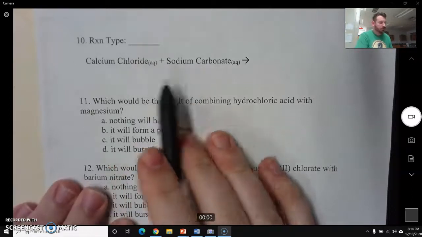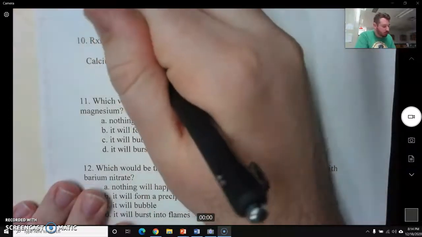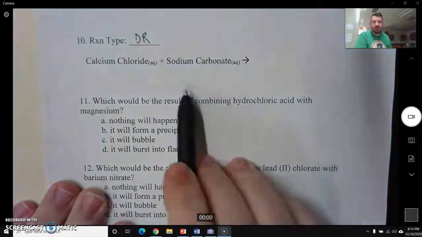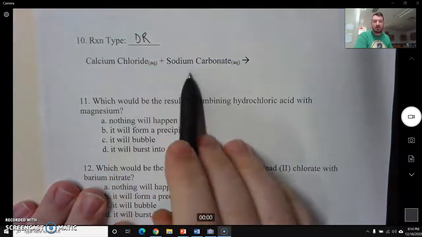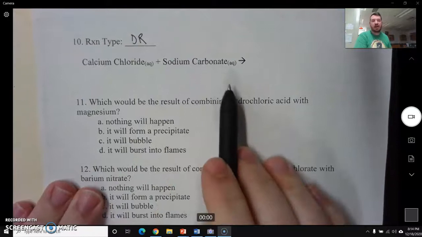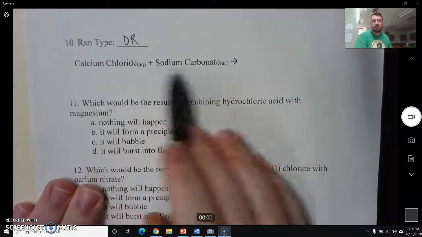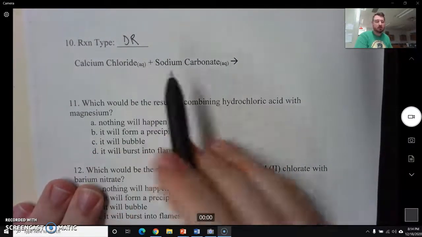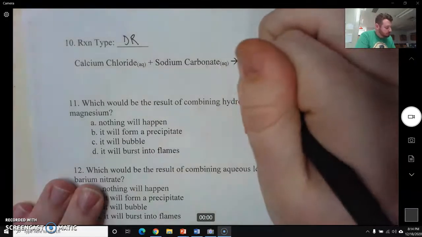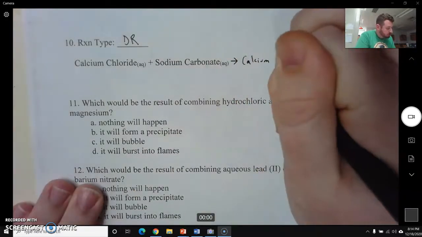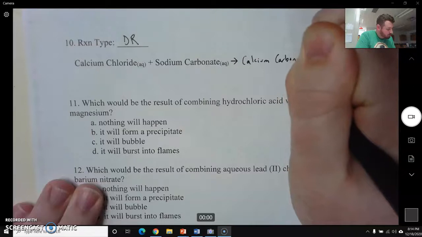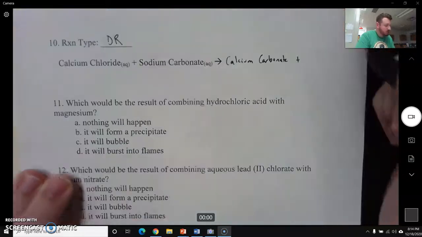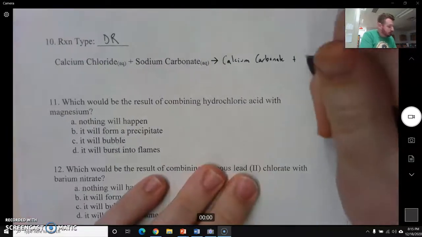Welcome back. Hopefully you recognize this as a double replacement reaction, right? Because we had 2 aqueous ionic compounds, and our products should be calcium carbonate and sodium chloride. So we have calcium carbonate plus sodium chloride.